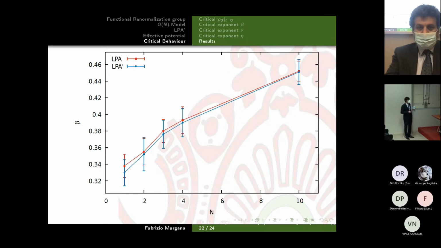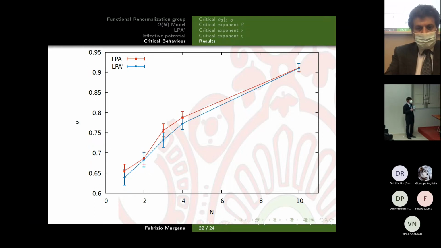So now I show you some results obtained both in the LPA, which I didn't discuss, but it's basically the same approximation with z equal to 1. And we notice some details, let's say. The first thing we can notice is that the LPA prime values are always less than the LPA values. And this is understandable since in this case, eta is equal to 0. So somewhere this critical exponent has to be redistributed. And another thing we can notice is that these two approximations tend to coincide as n increases.